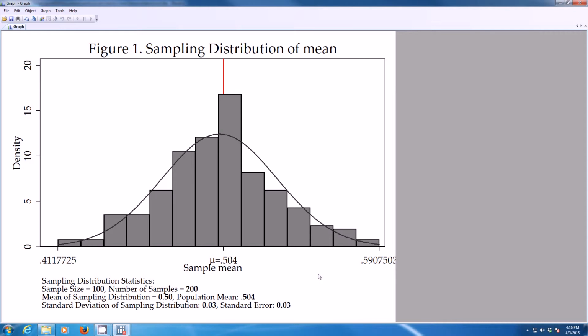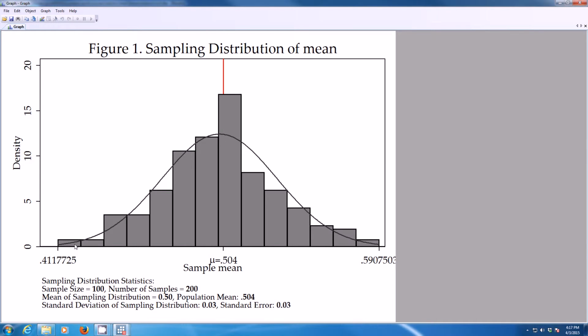Here we have a histogram of the distribution of sample means based on 200 independent samples of size 100. Remember that the true population mean was 0.504. Here we see that value is the center of this distribution. Notice that the distribution is bell-shaped, meaning that some sample means are below the value 0.504. Some values are bigger than that value, 0.504, but most are in the middle. And so what we can see is that we have a normal distribution of sample statistics, in this case sample means, centered around the value of the true population mean.